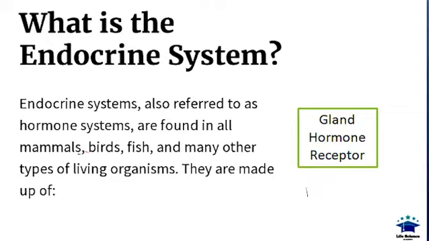The endocrine system is also referred to as the hormone system, and it is found in all mammals, birds, fish and many other types of living organisms. It is made up of glands, which are ductless, hormones and receptors. So the endocrine system is a regulatory system of ductless glands that secrete chemical messengers, and these chemical messengers are known as hormones.